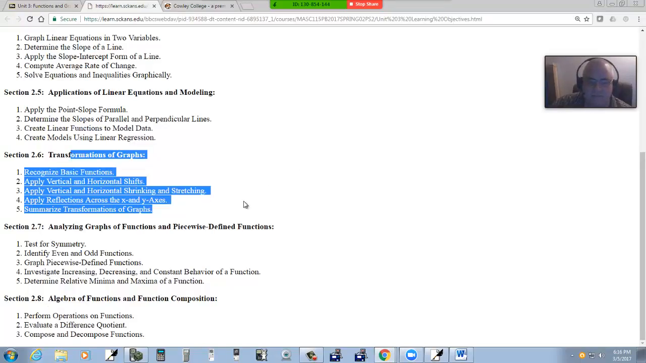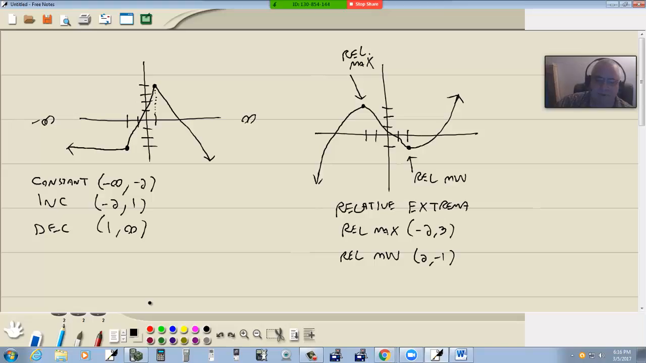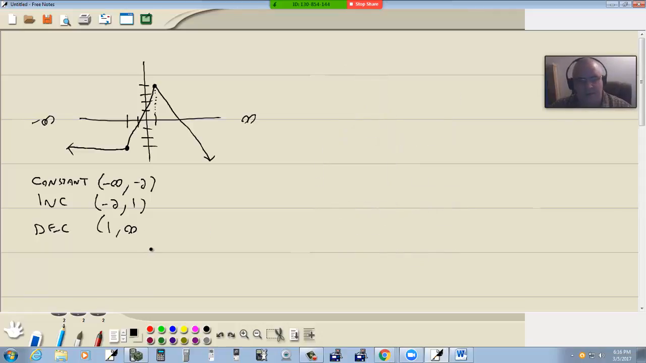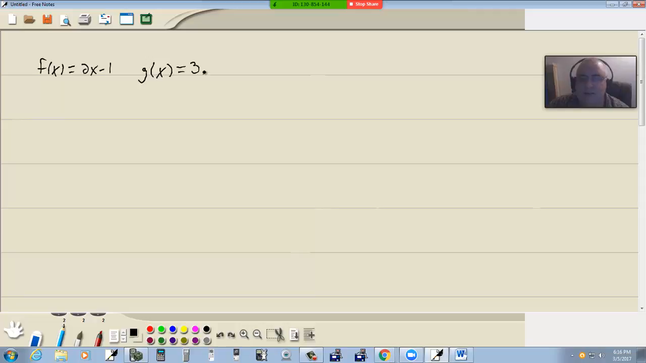Now let's talk about function composition. I'm kind of running out of time a little bit, so if I have f of x is equal to 2x minus 1 and g of x is equal to 3x minus 2.